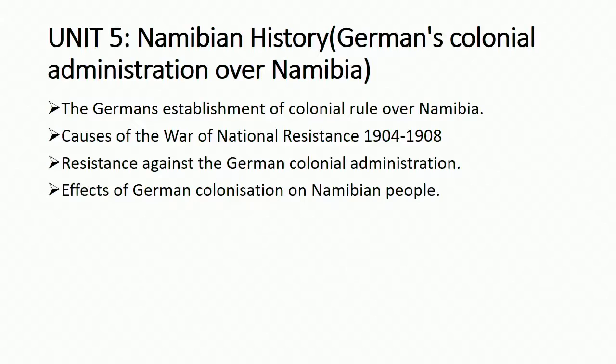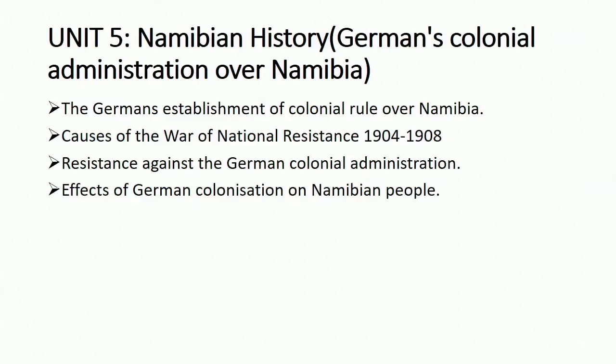Now, before they came to this war, what specifically had caused these Namibian people to come together and fight or resist the Germans' colonial administration? We have got 3 factors. We have got 3 causes. You must be able to describe and explain these 3 causes of the War of National Resistance that started in 1904 and ended in 1908.